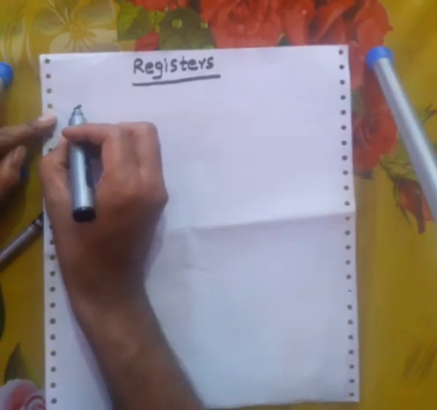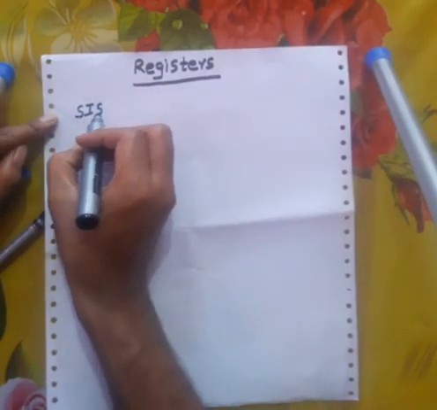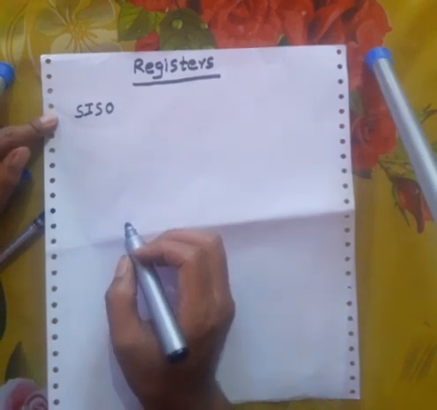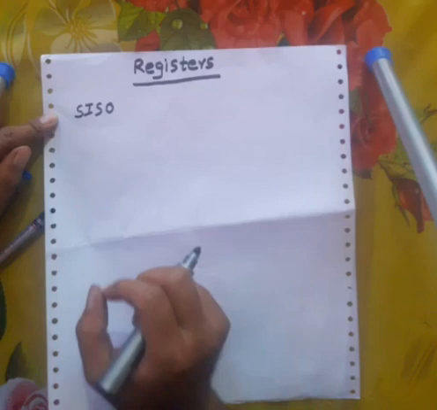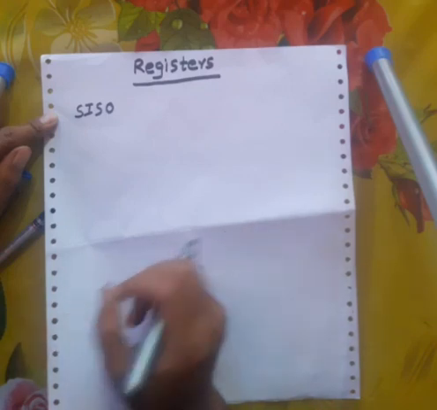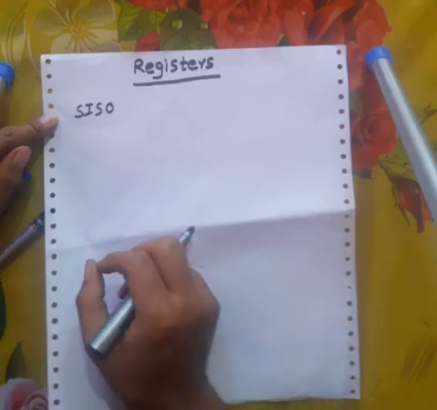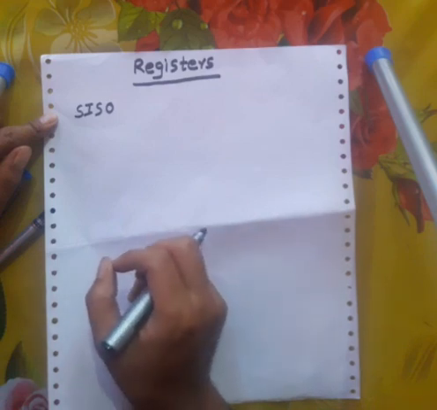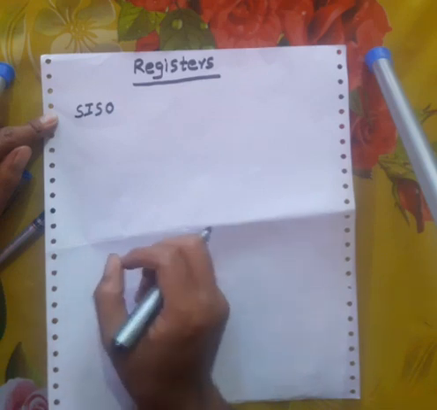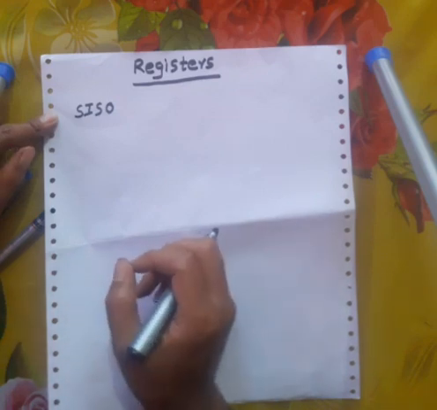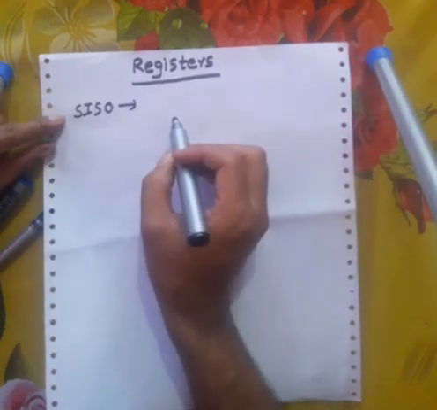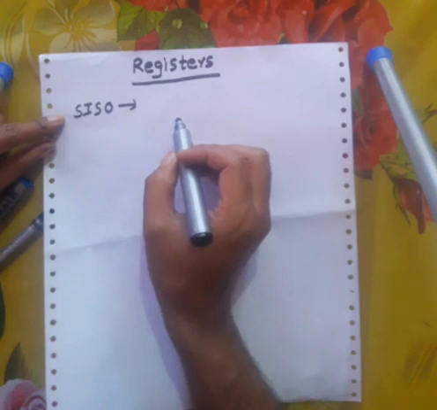First one, serial in, serial out. In serial in, serial out, we apply input serially as well as we take output serially. Serial means 1 bit at a time. We give 1 bit at a time. Suppose I am implementing a 4-bit serial in, serial out register. For this we require 4 flip-flops.